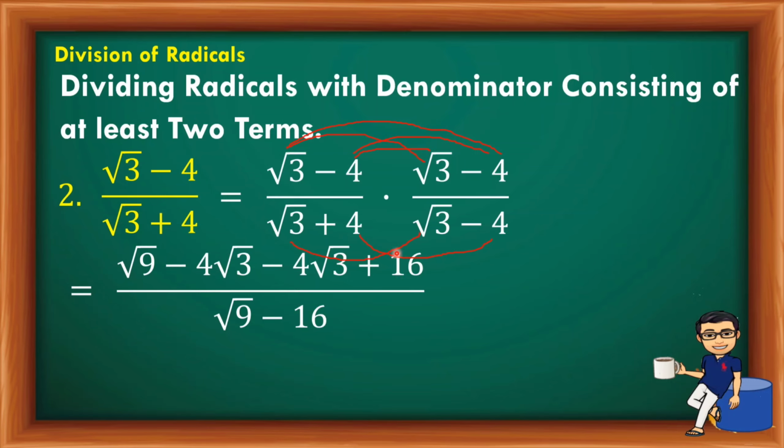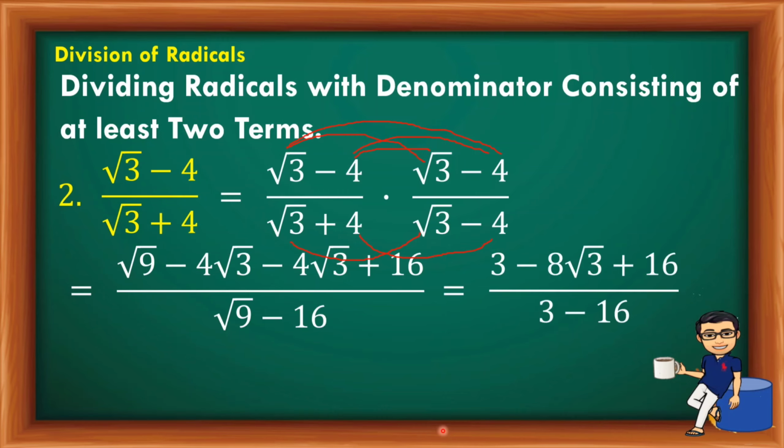Ito naman, square root of 3 times square root of 3 is square root of 9. And 4 times negative 4 is negative 16. And we have this one. Square root ng 9, 3. Ito, dahil like radicals, kasi mapapansin niyo, pareha sila ng radicand. Square root of 3, square root of 3. So, ito na yung isasolve. Negative 4 minus 4 is negative 8. So, same lang tayo dito. Kaya kinopya na lang square root of 3 plus 16.